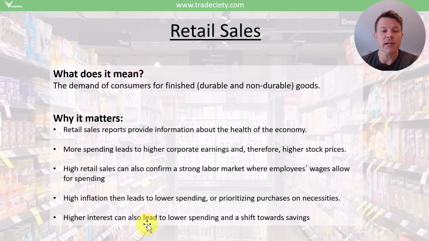Higher interest rates, on the other hand, can also lead to lower spending, because when the interest rates are high, people are not as likely to spend their money but put it into their savings, into their bank account, where it can grow at an increased rate because of the higher interest that they are now receiving. And then, as you can see, when interest rates are high, the companies are not going to earn as much when the consumers don't spend as much, and this is then also bearish for the economy overall.